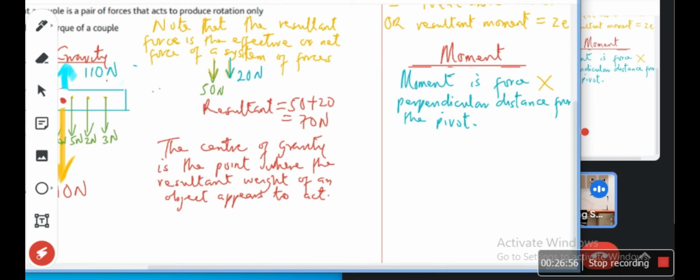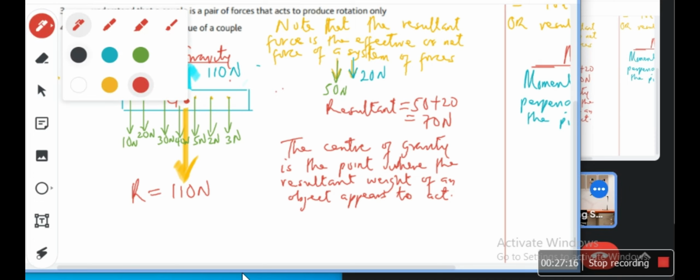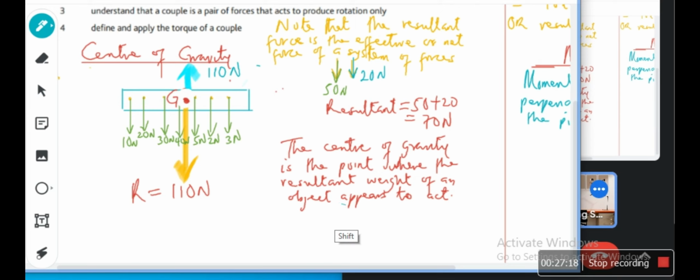The resultant weight of an object appears to act. And like I said, I use the word "appears" because it may not even be inside the object itself. It's possible that the center of gravity will be outside of the object. So anytime you're defining it, you must include the word "appears." It must be in your definition.